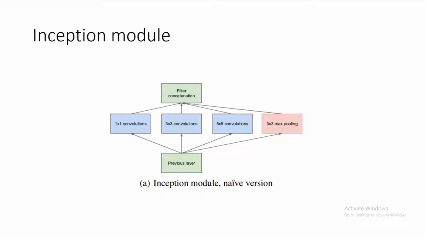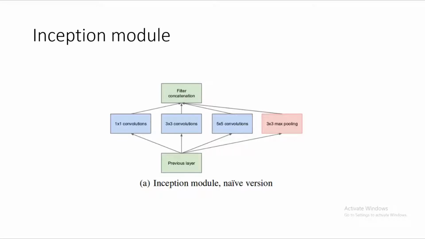However, doing this operation, like doing the convolutions with different filters, especially the 5 by 5 convolution with 5 by 5 size kernels, a problem of complexity arises. As this process consists of a filter of size 5 by 5, the computational requirement increases.